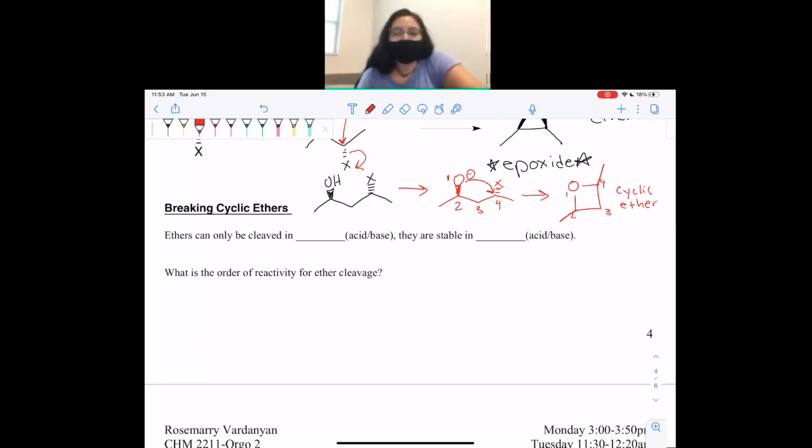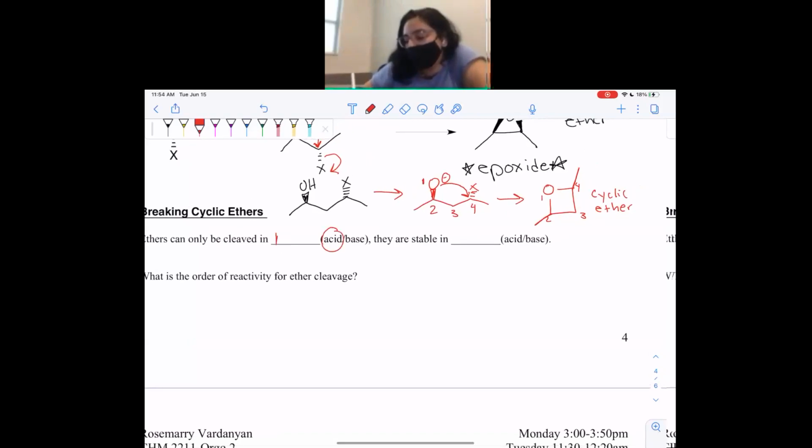So basically what I was asking is, are ethers cleaved in acid or base? What do you guys think? In acid, I totally agree. So ethers are going to be cleaved in acid, and that means they will be stable in base. Perfect.